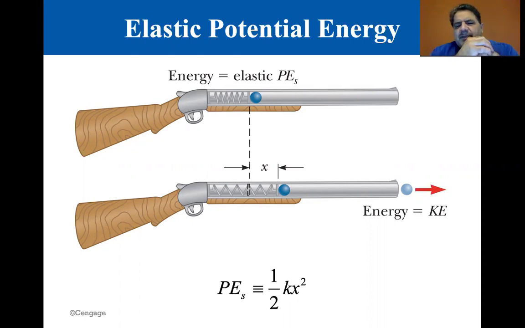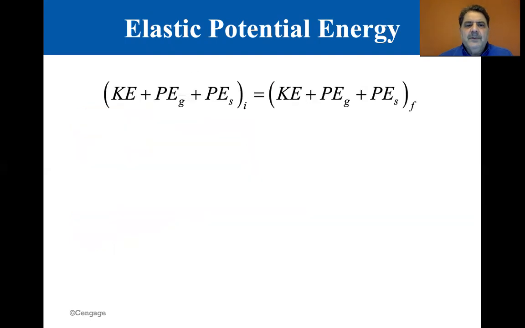So when you release the trigger, the spring releases its spring potential energy, and the ball gets advanced forward and gets turned into kinetic energy. So we can see that the kinetic energy plus the gravitational potential energy plus the spring potential energy initial has to equal the kinetic energy plus the gravitational potential energy plus the spring potential energy final in ideal cases.